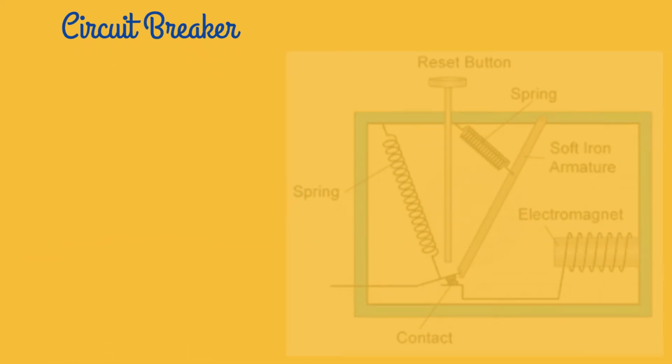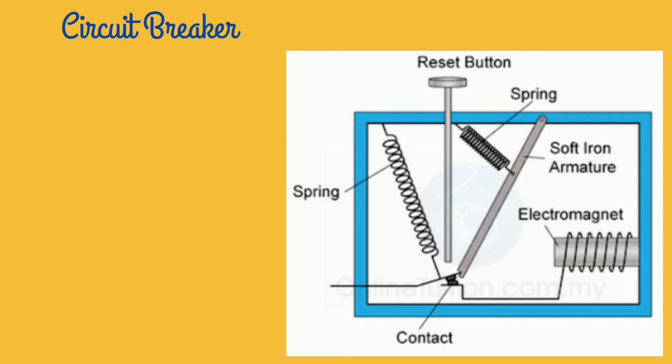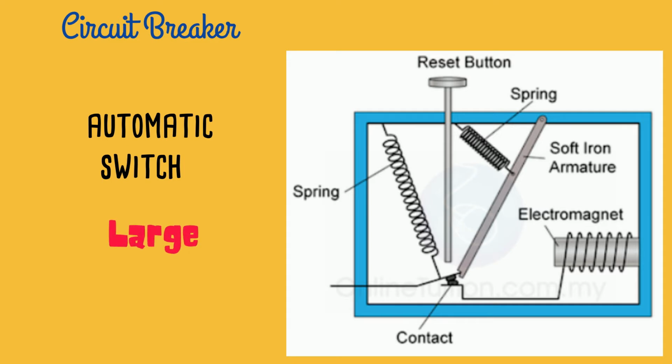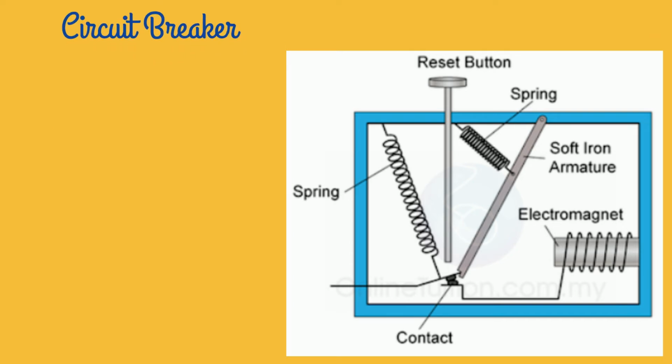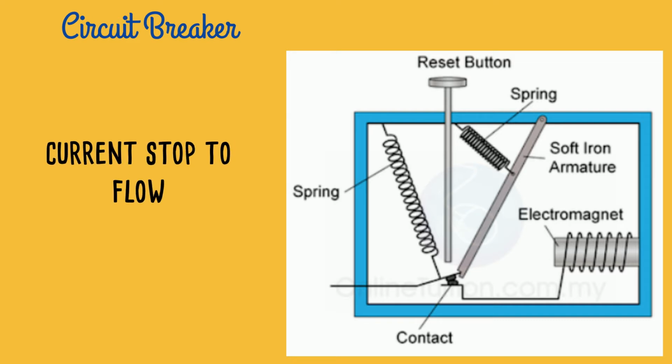Moreover, electromagnets can be used in a circuit breaker. This figure shows the structure of a circuit breaker. A circuit breaker is an automatic switch that cuts off current in a circuit when the current becomes too large. When the current in a circuit increases, the strength of the electromagnet will increase accordingly. This will pull the soft iron armature towards the electromagnet. As a result, the spring pulls apart the contact and disconnects the circuit immediately, and the current stops flowing.